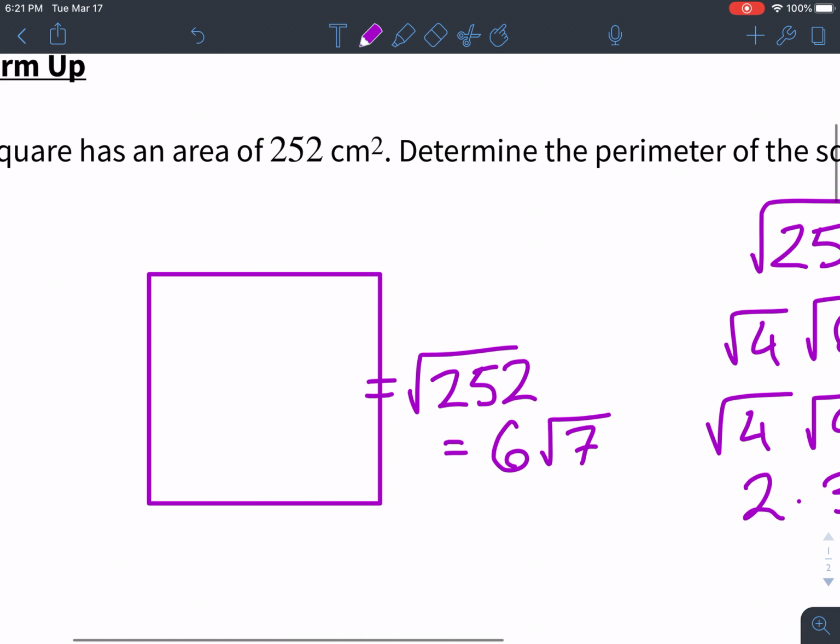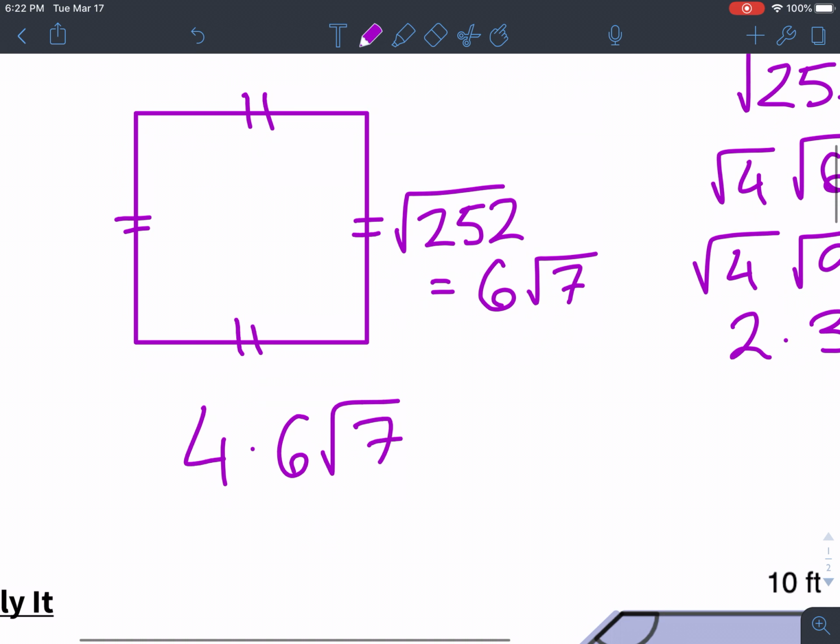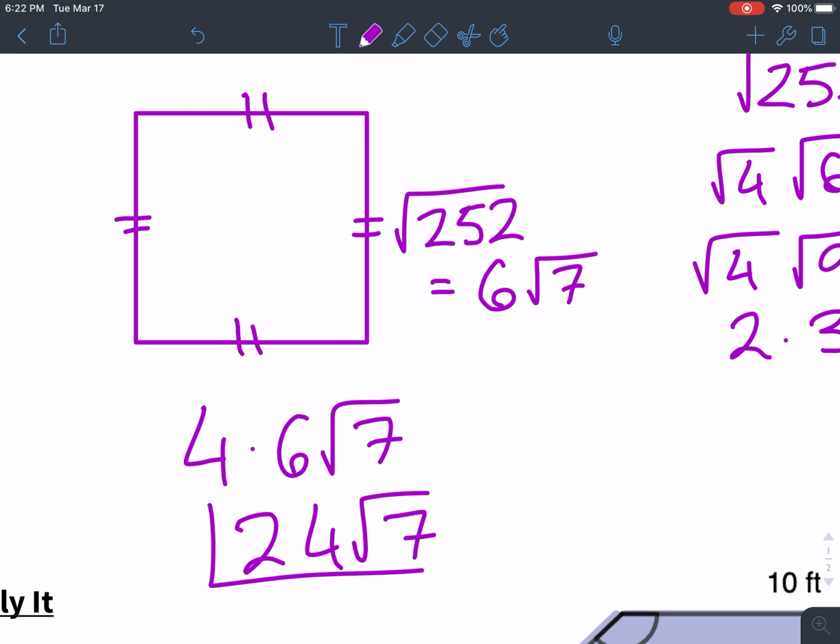And because we know that the side lengths of the square are all congruent, our perimeter is going to be 4 6 root 7s, and our total perimeter is 24 root 7. Final answer, shablam.